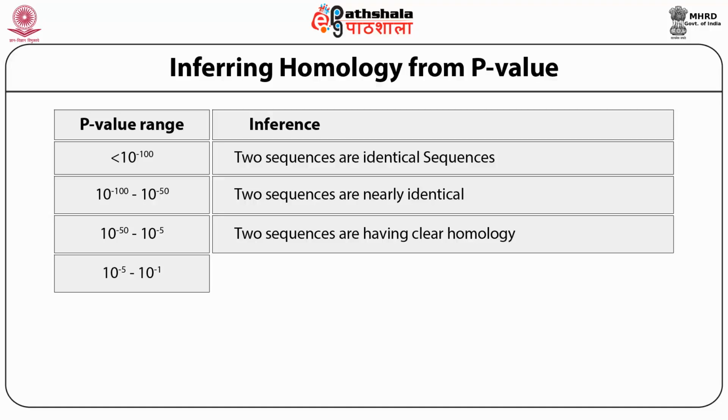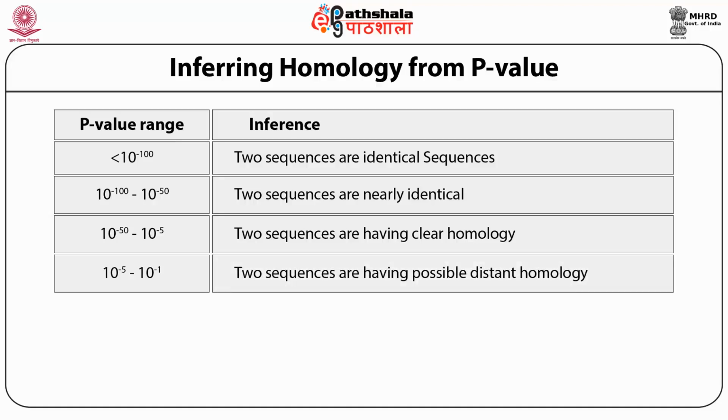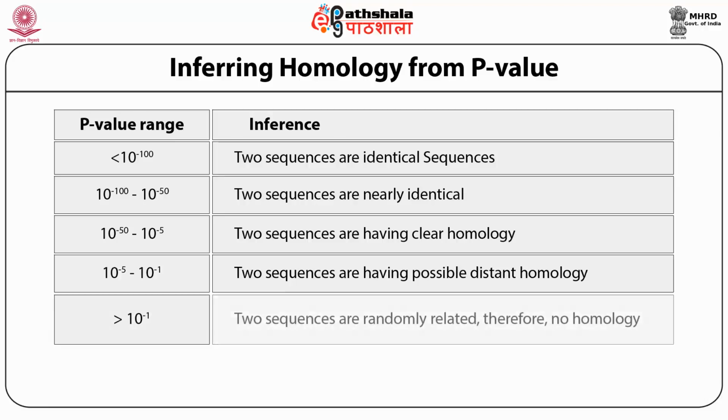When the p-value falls between 10 raised to the power minus 5 and 10 raised to the power minus 1, then two sequences have possible distant homology. And finally, when the p-value is more than 10 raised to the power minus 1, then two sequences are aligned just by chance, therefore no homology.